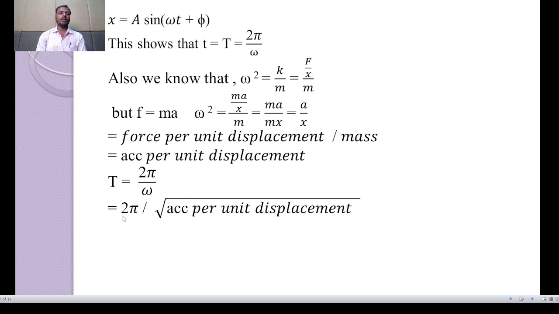Therefore omega is equal to under root acceleration per unit displacement, that is, T, the time period, is equal to 2 pi divided by under root acceleration per unit displacement. So we can write T is equal to 2 pi divided by under root k divided by m, as we know that omega square is equal to k divided by m. Putting this value here, finally, rearranging the terms, time period T is equal to 2 pi under root m divided by k. This is the formula of the time period or periodic time of the particle performing simple harmonic motion.